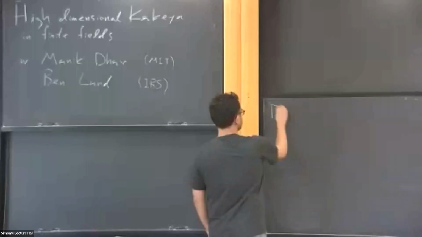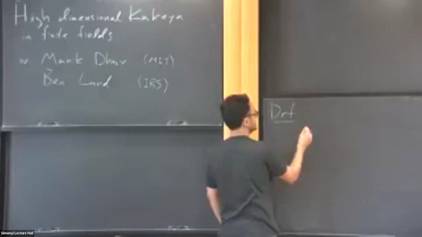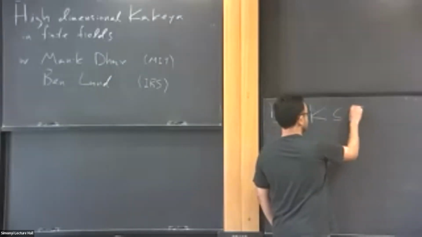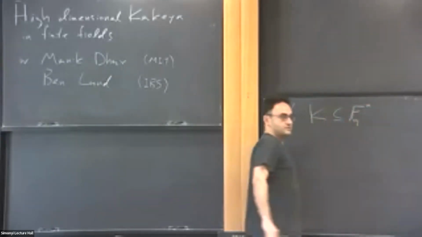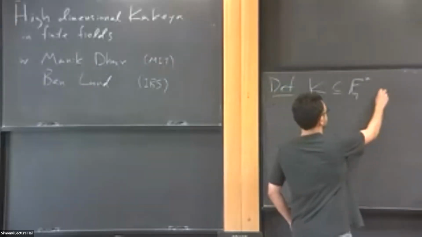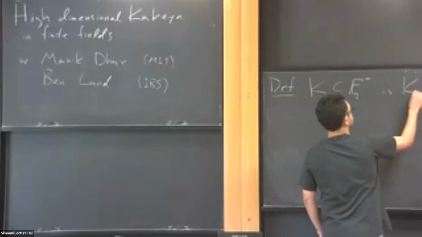The basic definition is that of a Kakeya set. So you have a set K in F_q^n, where F_q is a finite field of size q. And you say this is a Kakeya set.